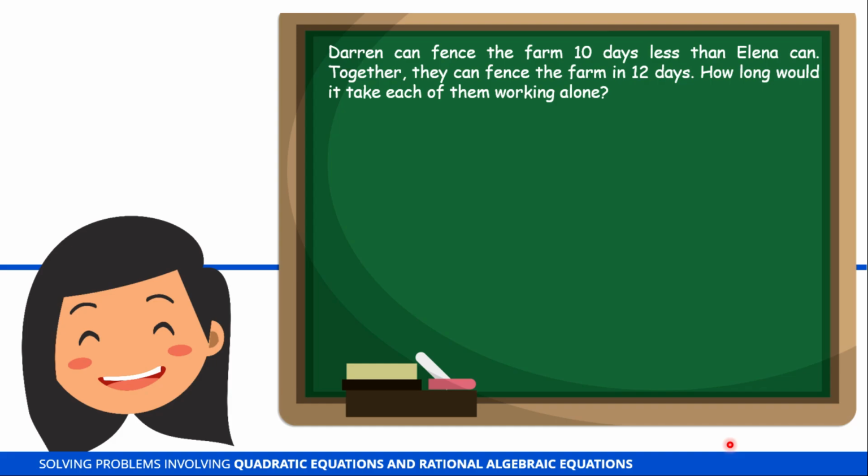Darren can fence the farm 10 days less than Elena can. Together, they can fence the farm in 12 days. How long will it take each of them working alone?